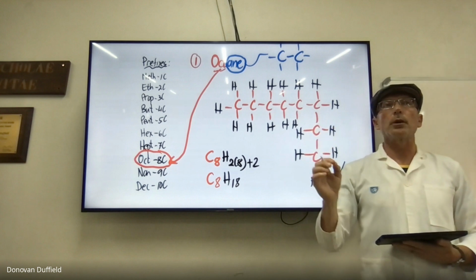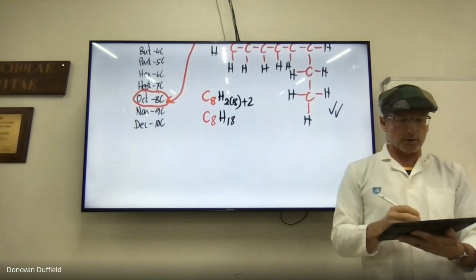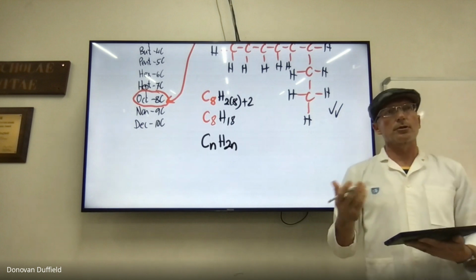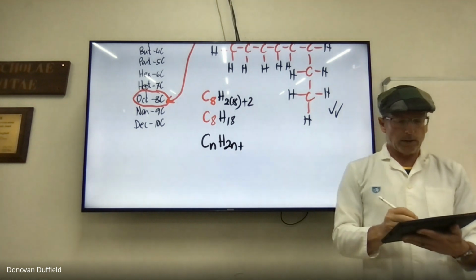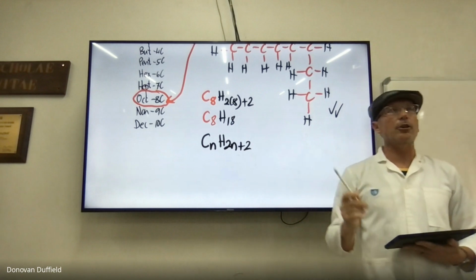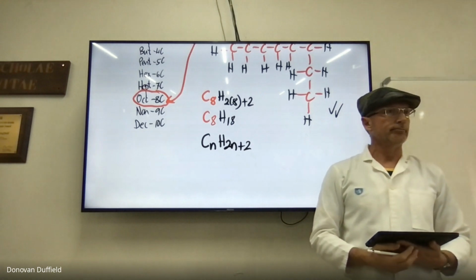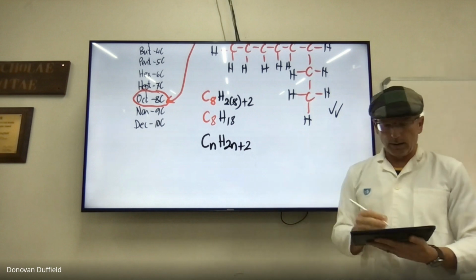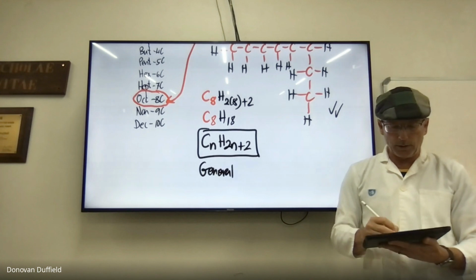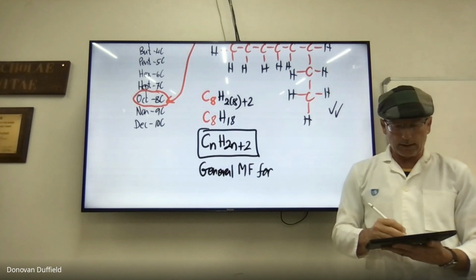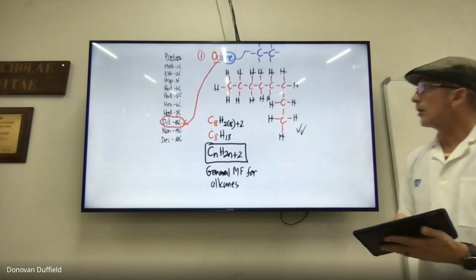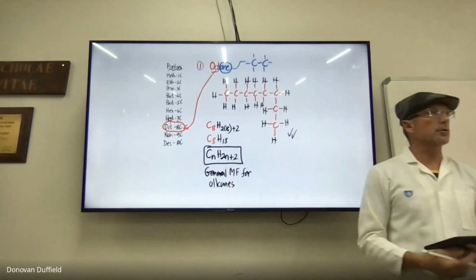Now, the reason why I've done it like that is because the general molecular formula for alkanes is given as follows: CnH2n+2. That is 2 times n, which is the number of carbons, plus the 2 hydrogens, the hydrogen on each end. That is the general molecular formula, MF, for alkanes. I'm going to say it again. This is important to know because this does get asked at times.